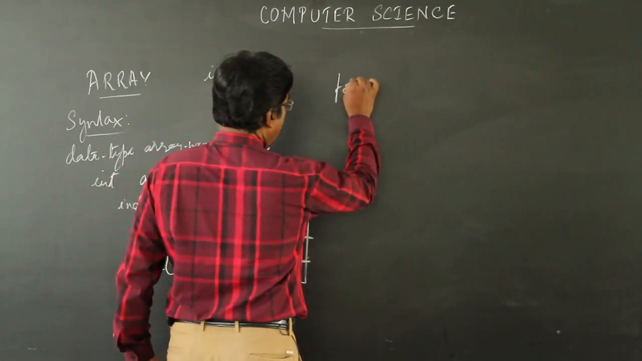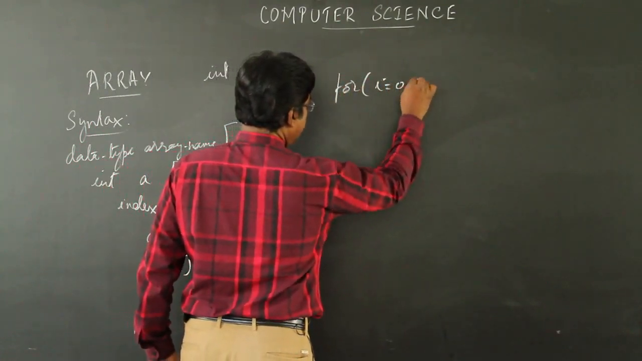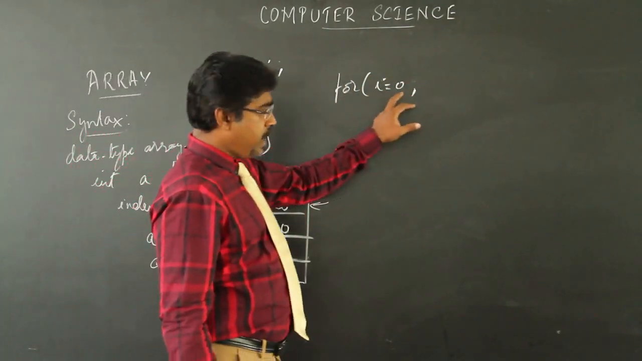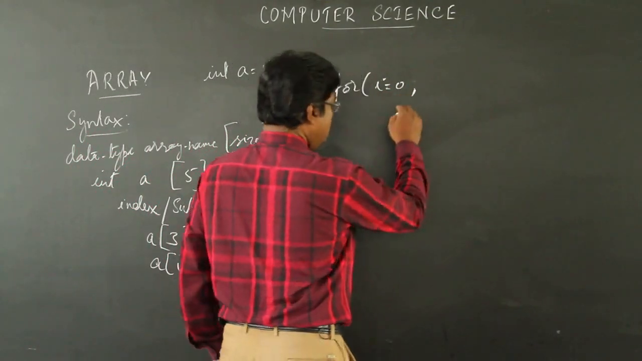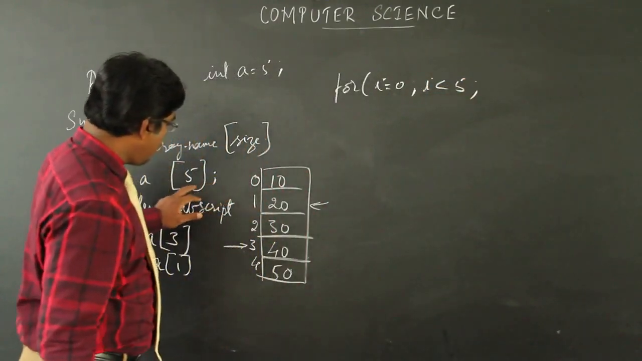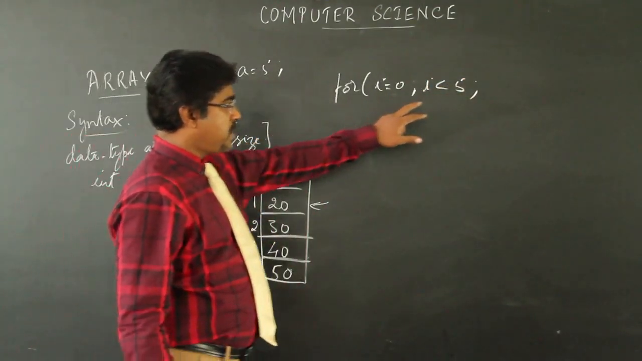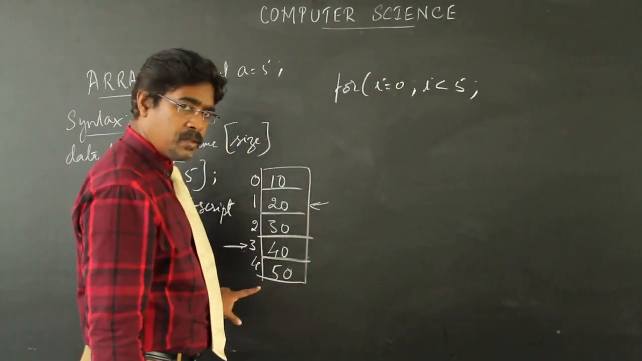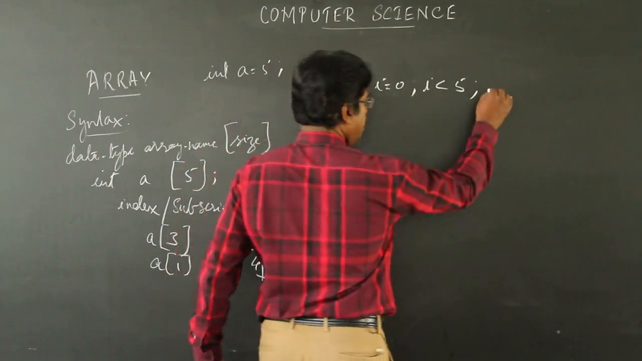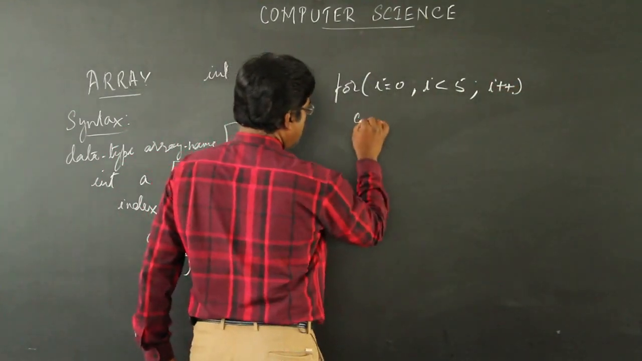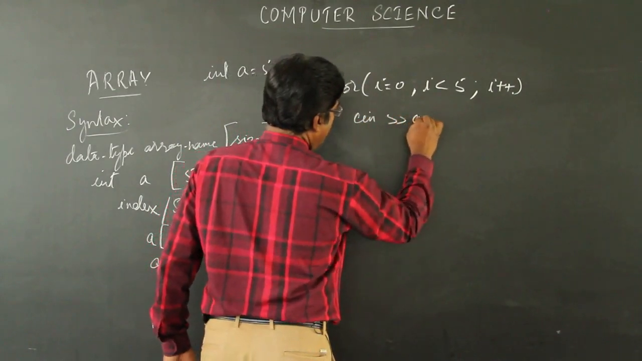For i equals 0, we don't take from 1 because 0 is the first index, so we take i equals 0 as the initial value. i less than 5. For our example, 5 has been taken as the size here, and the same limit I have taken, because less than 5 will be 4. We will be ending exactly at the last index, and then i plus plus. Here I am going to say cin of A of i.